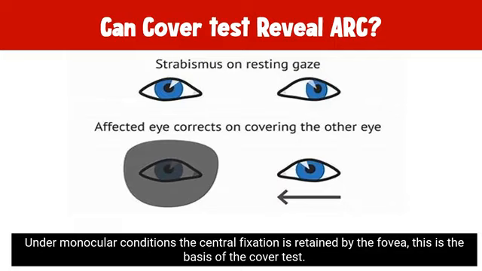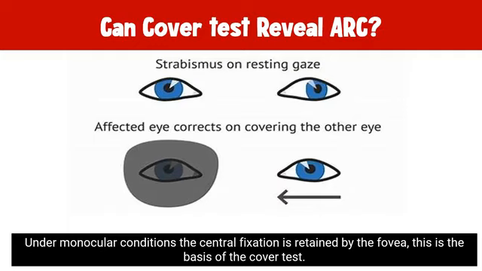Now, what exactly happens is that when the normal eye, in which the fovea is forming the image, is covered, the other eye loses that advantage of abnormal retinal correspondence. The other eye, which has the squint, does not need to develop any common subjective visual direction with the fovea of the normal eye, which is now covered, right? So under monocular condition, the eye moves back towards the center. That means the fovea takes the command again and central fixation is retained by the fovea, and this forms the basis of the cover test.